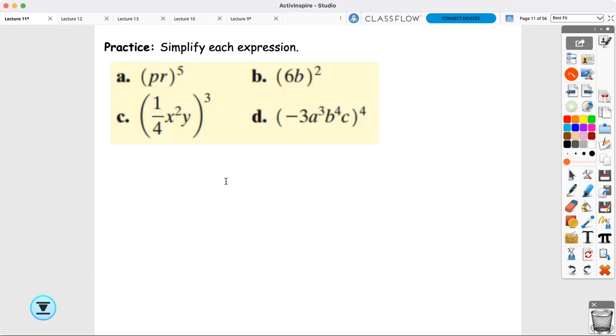Excellent, guys. We're getting P to the 5th power times R to the 5th power. Excellent distribution of the power rule of the product rule. Good job. If you got P to the 5th times R to the 5th, you are correct. Are there any questions on the answer for A?